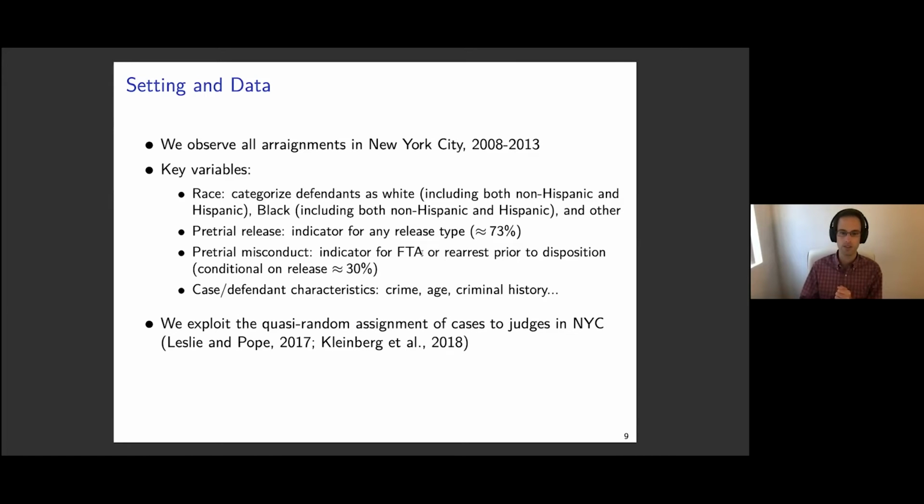The one thing we do to try to address this issue is that we do focus on failure to appear in some cases, as a robustness check. The reason that might be less susceptible to this is that it's just written down whether you failed to appear in your court date. It's not really something that is up to the preferences of police officers. So if we just look at failure to appear as a pretrial misconduct, then we find very similar results overall.